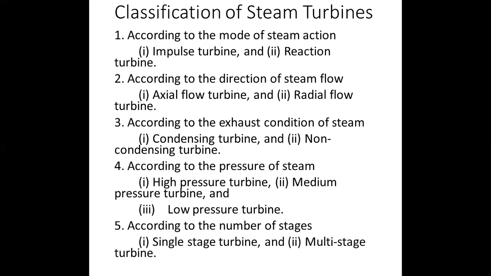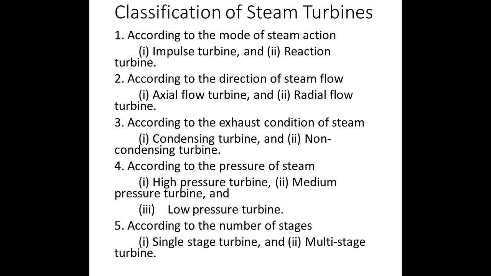Classification of steam turbines. The steam turbines are classified into many types. First, according to the mode of steam action, it is classified into impulse turbine and reaction turbine. According to the direction of steam flow, it is classified into axial flow turbine and radial flow turbine.